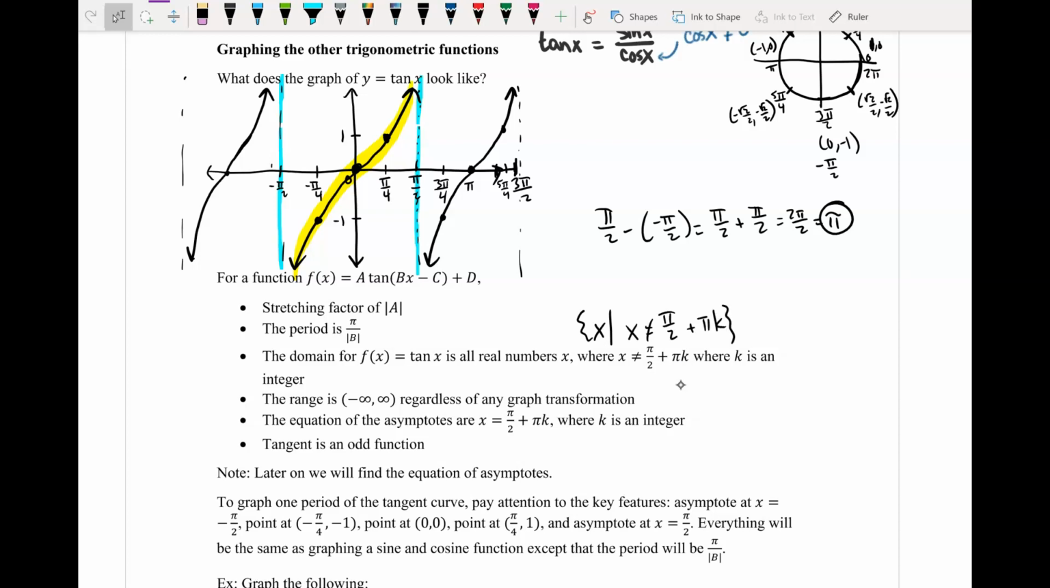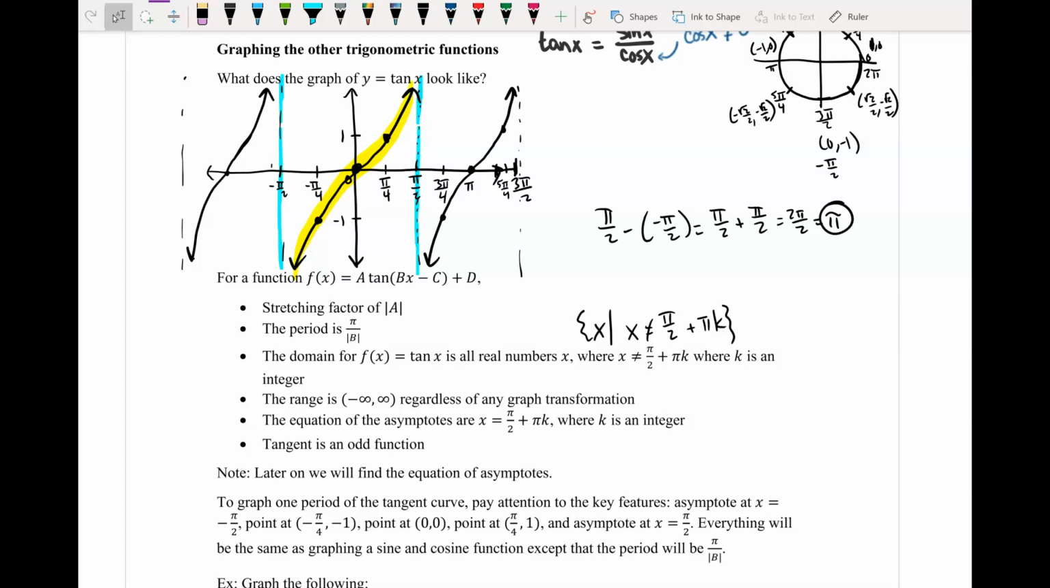Later on, we will be able to find domains of things that are really weird, but we'll look at that later. The range here is negative infinity to positive infinity, so it just keeps going forever, regardless of the transformation. The equation of the asymptotes, like I said before, is x equals pi over 2 plus pi k. And tangent is an odd function, because it resembles a lot of the cubic function. Again, later on, we'll find the equation of the asymptotes.